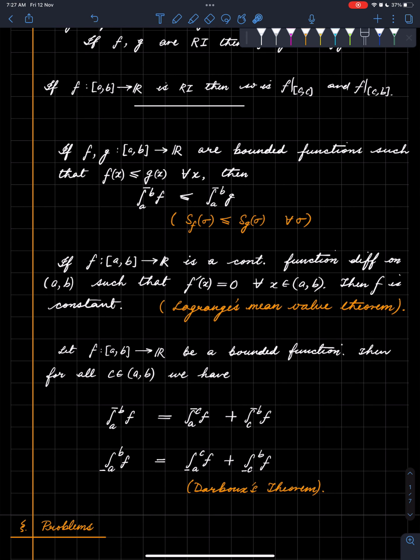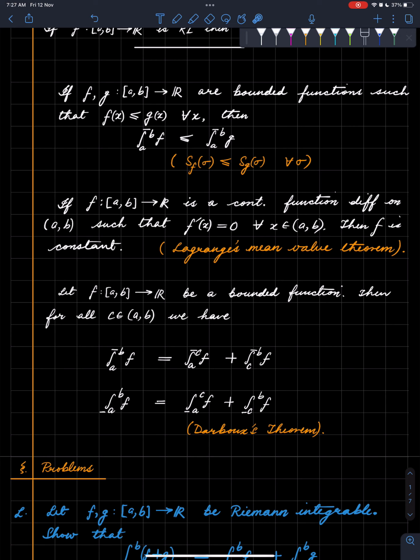Alright. And then there is this other result which says that suppose you have a continuous function which is differentiable on this open interval such that the derivative vanishes everywhere, then the function in fact is constant. So of course constant functions have this property, but the converse is also true, and the proof is an immediate application of Lagrange's mean value theorem.